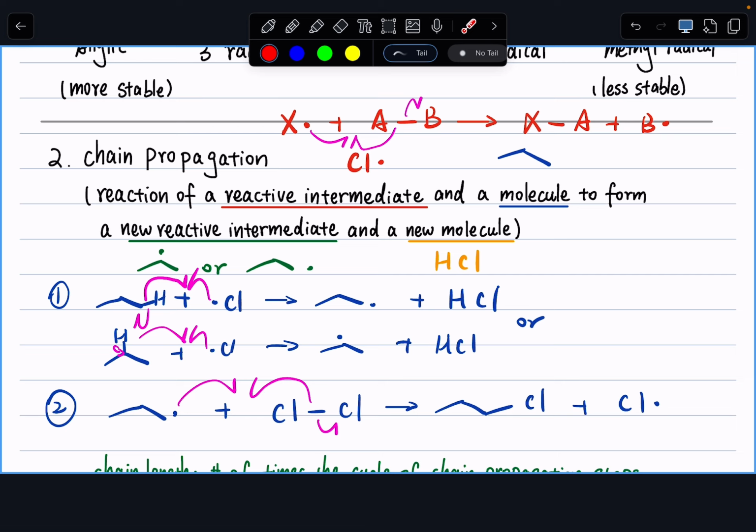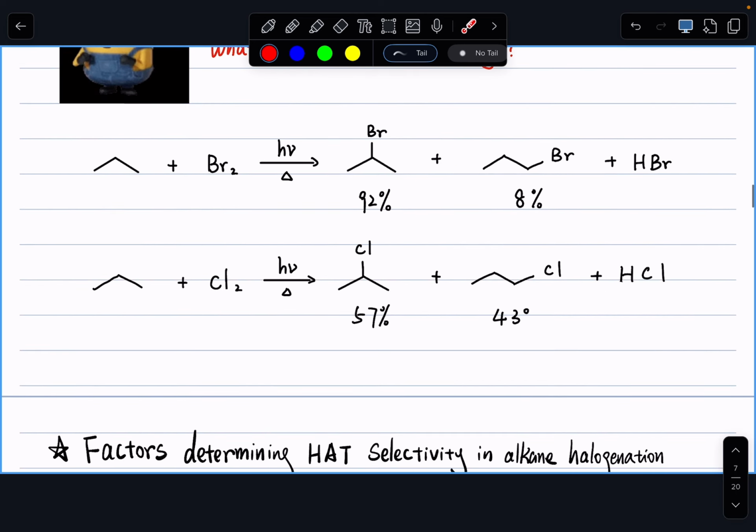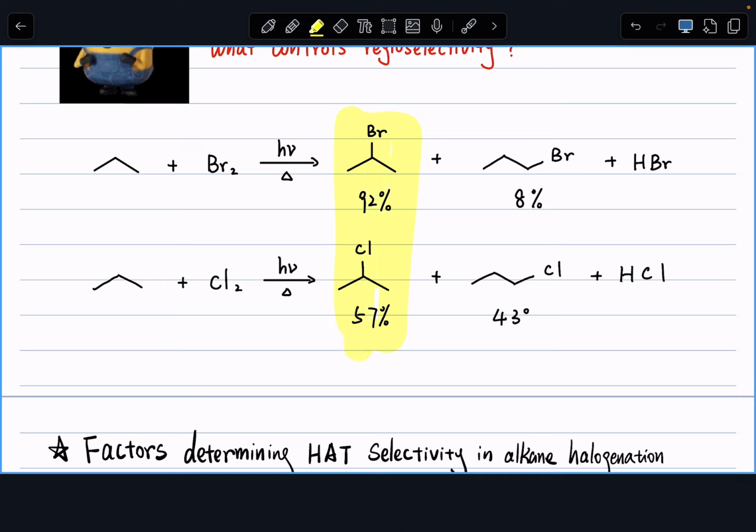Well, how do we explain it? Again, think about what factor we're trying to explain. So go back to our experimental observation. We have two things we wish to explain. First, it appears that abstraction of the internal hydrogen is always favored for bromination and chlorination. Why is it the case?